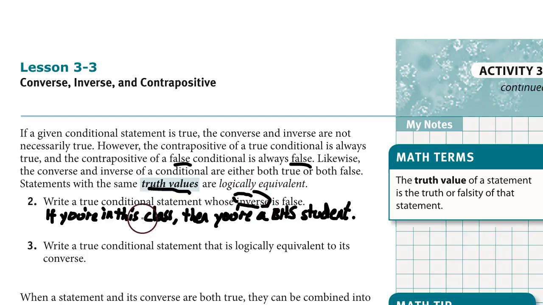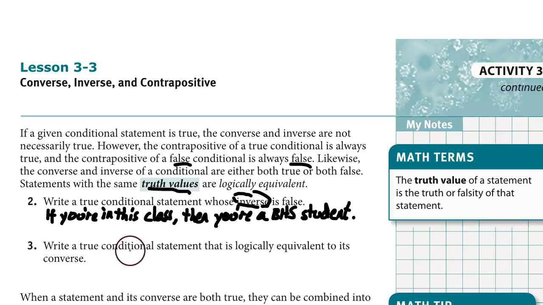To make the inverse of a sentence, you keep the same order but put the word not into the sentence. It would go like this. If you're not in this class, then you're not a Bridgeport student. That's false. Just because you're not in this class doesn't mean you're not a Bridgeport student. There are lots of students in this building right now that aren't in this class, and they are Bridgeport students.